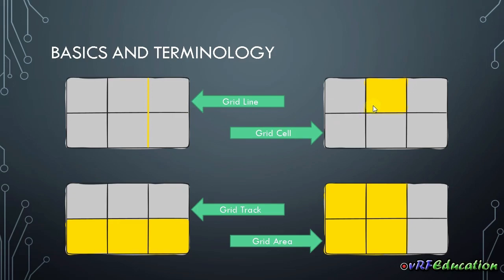Grid cell is a space between two adjacent rows and two adjacent columns or grid lines. This is a cell, this is a cell, this is a cell, and all of them are individual cells.